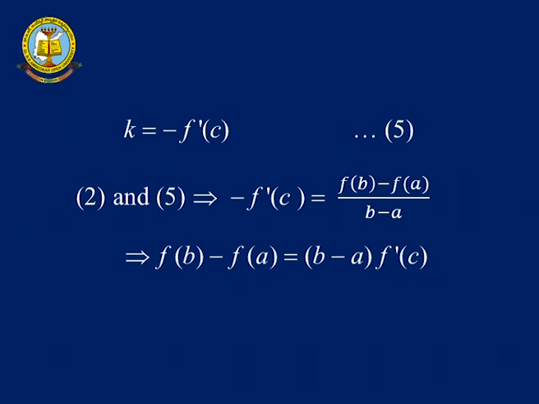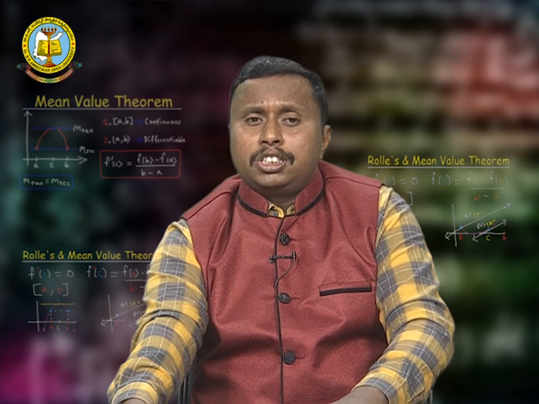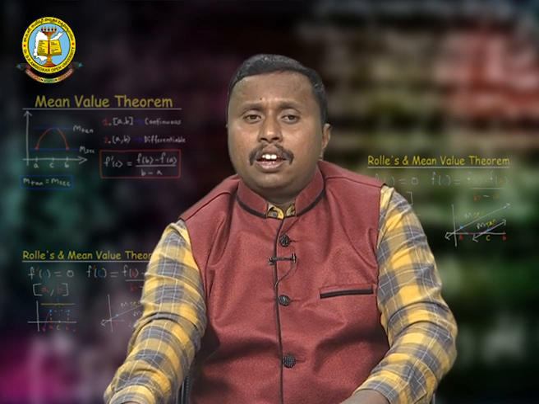So, what is the k value? F of b minus f of a by b minus a. So from there we can write that minus f dash of c equal to f of b minus f of a by b minus a. From there we can write f of b minus f of a equal to b minus a into f dash of c. So this is the Lagrange mean value theorem.